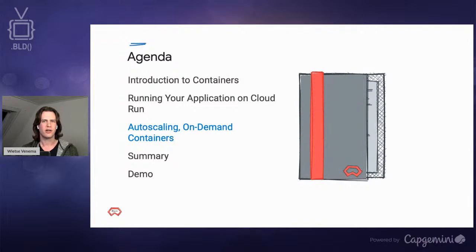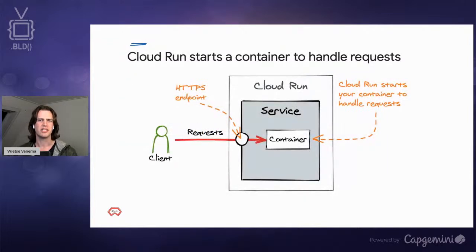Now let's talk about auto-scaling and on-demand containers. What does that mean? Cloud Run starts your container to handle incoming requests. And multiple requests can be handled by a container at the same time, concurrently. And as long as a container is handling requests, Cloud Run will not shut it down, unless something bad happens, like your application crashes. And I emphasize concurrency because if you use a function as a service platform, it's one HTTP request per container exclusively. But on Cloud Run, it's just like a regular app.